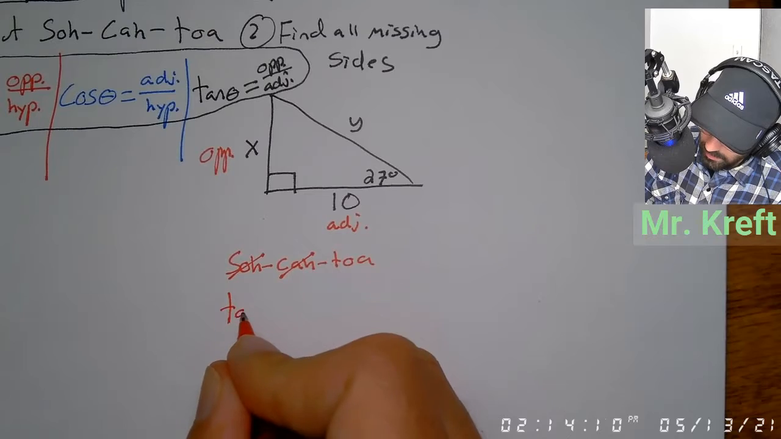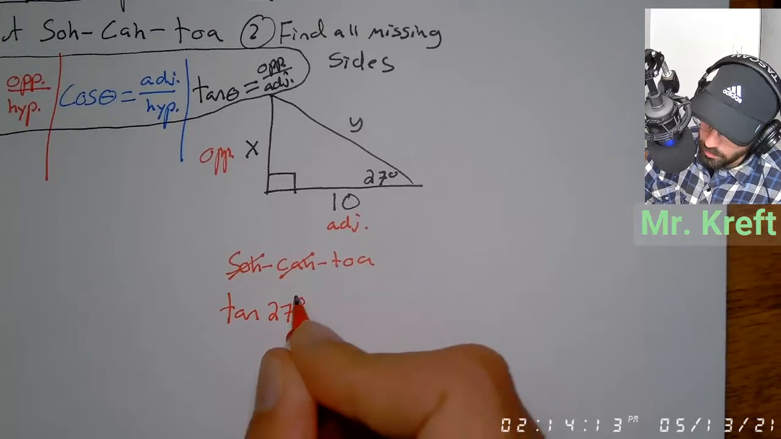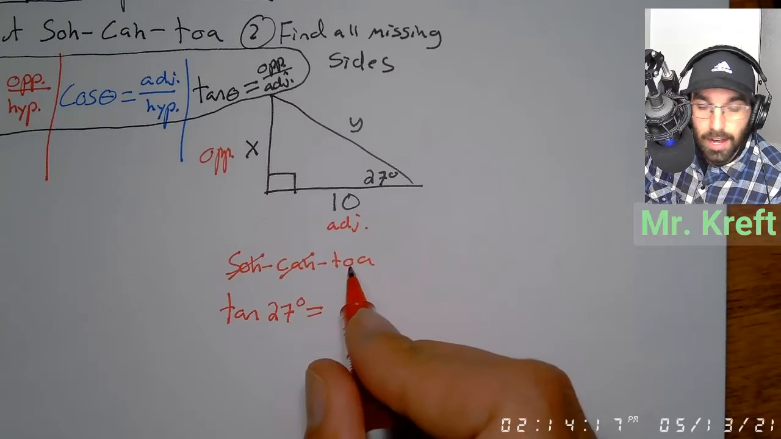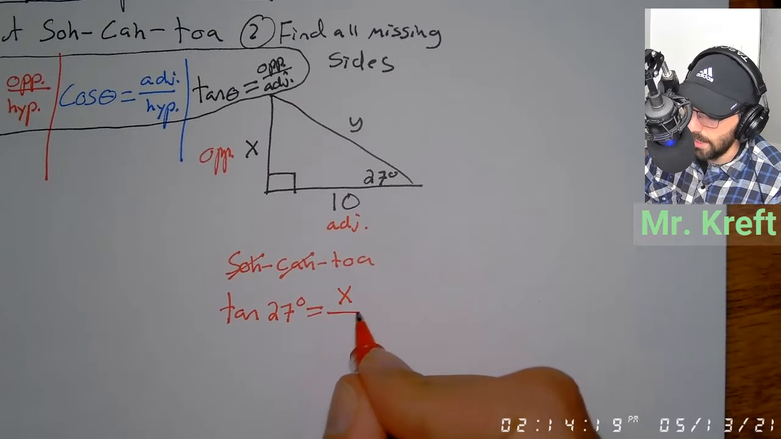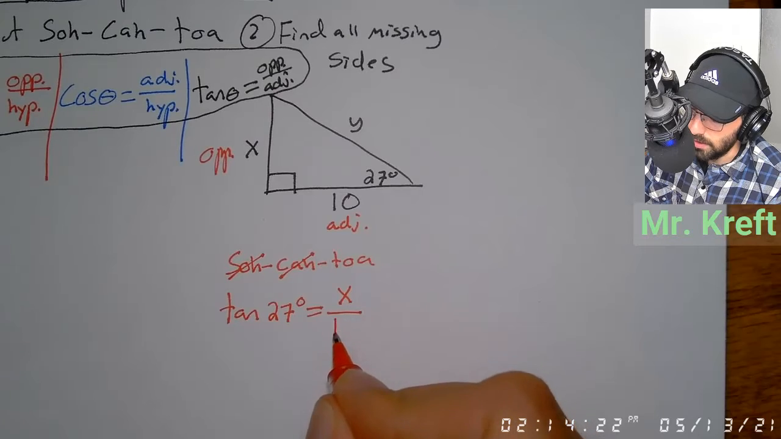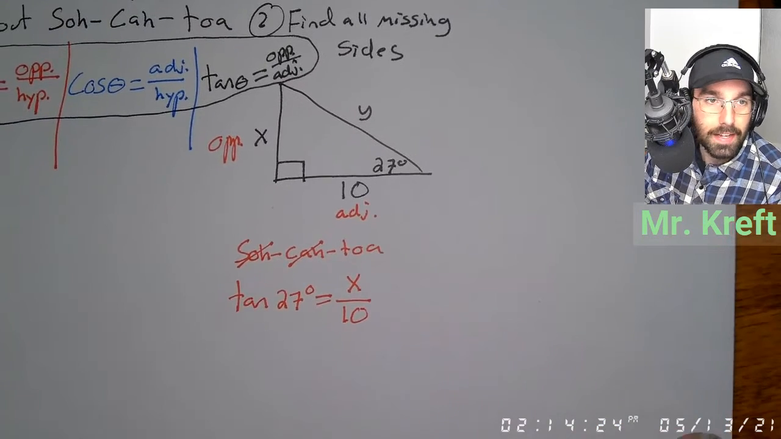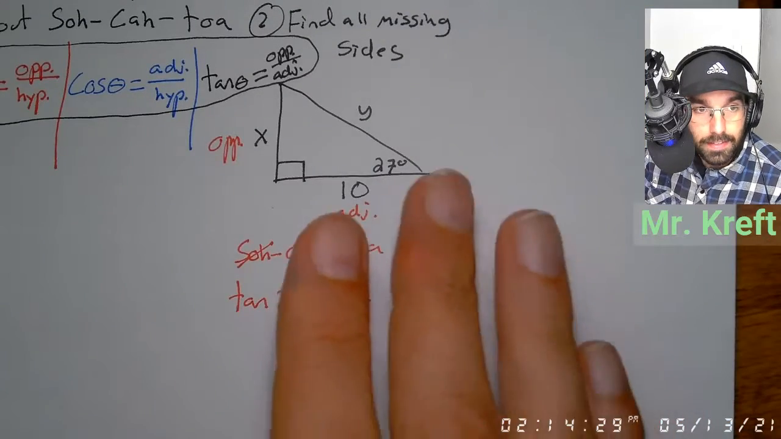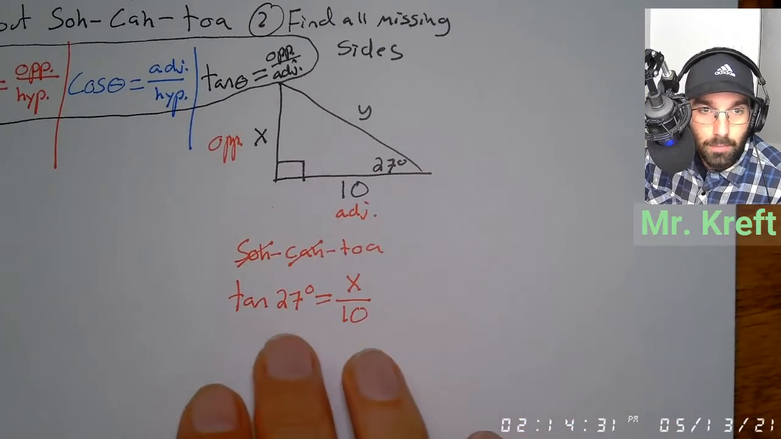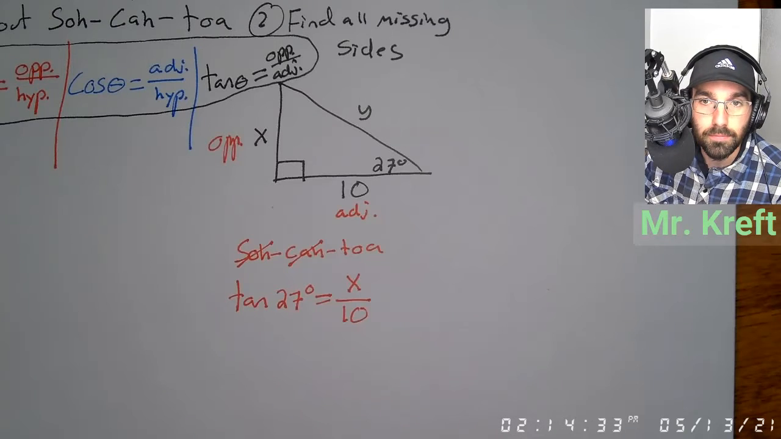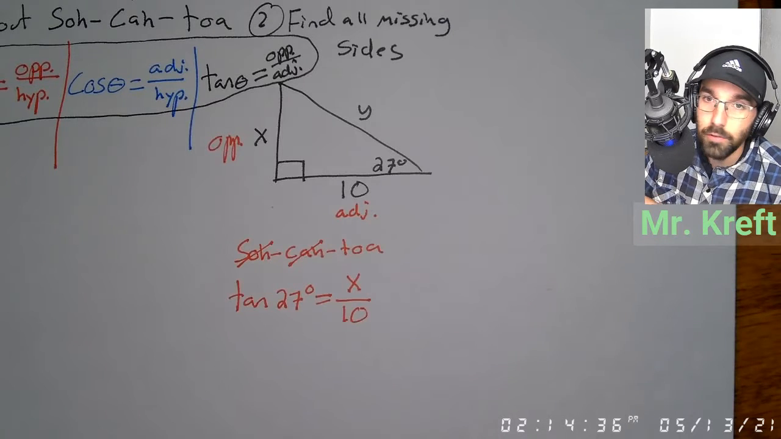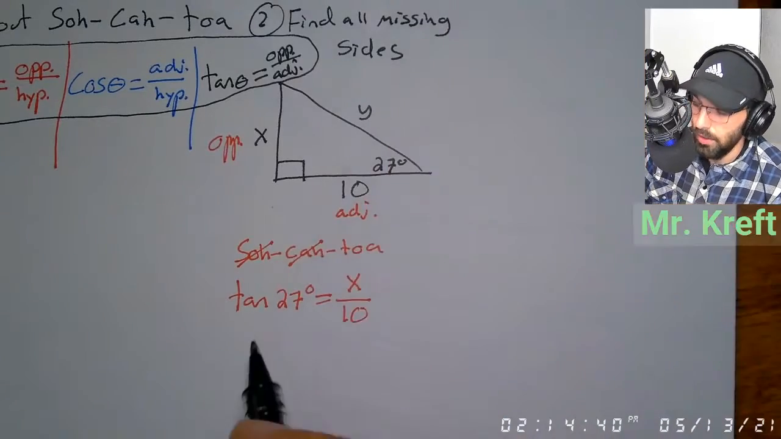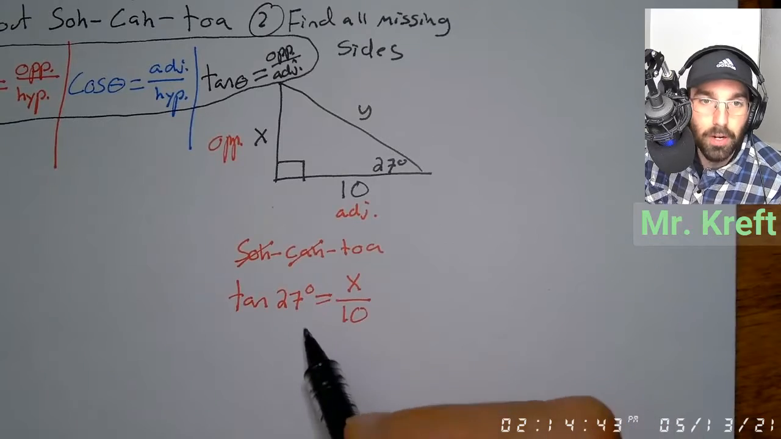So I'm going to write tangent of my reference angle, which is 27 degrees, equals, and then looking at TOA, the opposite comes on top, so that's going to be x, and the adjacent comes on the bottom. That's the new stuff, the trig. Being able to use Soh-Cah-Toa and label the triangle so that we can come up with a ratio that we can solve. Again, if you have questions, please jump in at any point. I would love to help. So that's the geometry part.